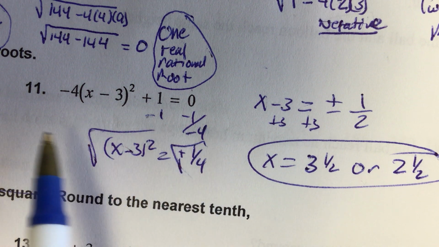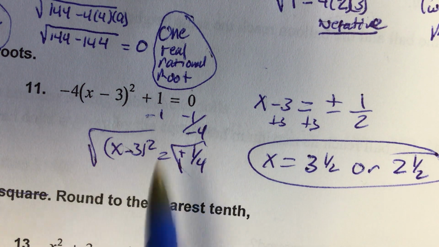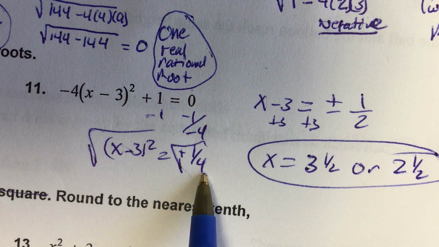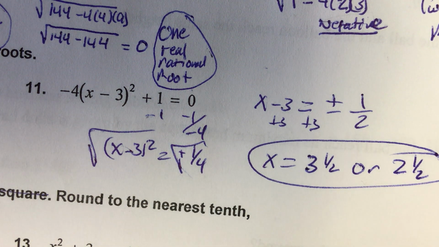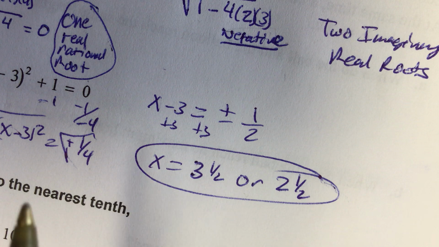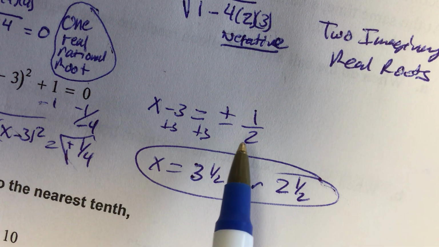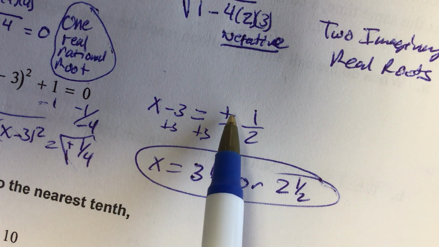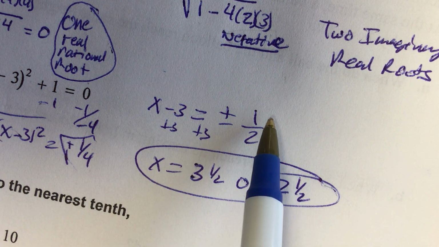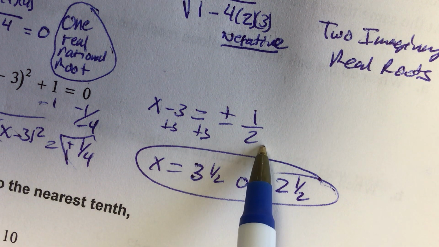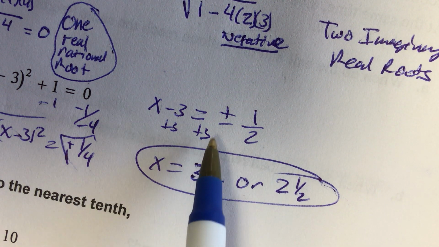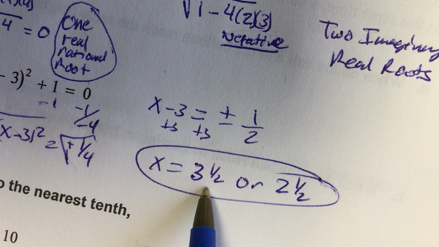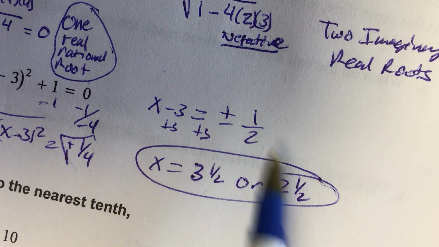So I subtract the 1 and divide by the negative 4. That gives me positive 1/4. Then I take the square root of both sides. Well, the square root of 1/4, square root of 4 is 2. So square root of 1 is 1. So therefore I have x minus 3 equals, don't forget the plus or minus, 1/2. Then I add 3 to both sides. 3 plus 1/2 is 3.5. 3 minus 1/2 is 2.5. Those are my answers.